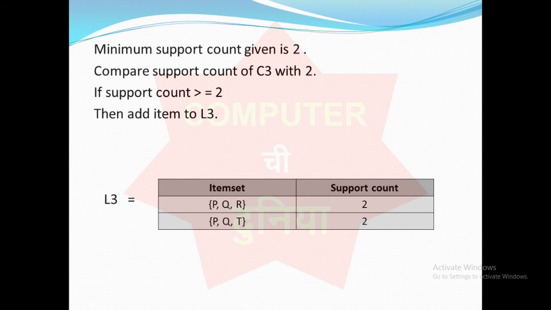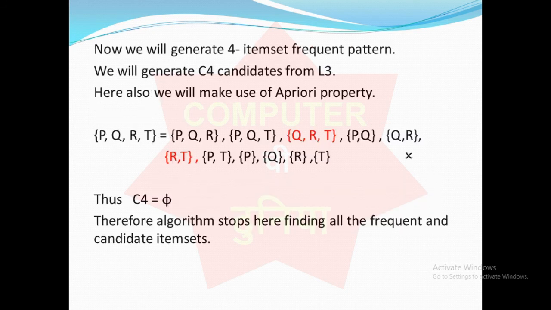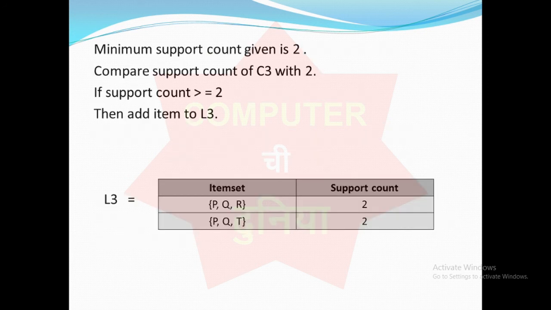Now, we will generate the 4 item set frequent pattern. A 4 item set means an item set that contains exactly 4 elements. For generating 4 item sets, we will make use of L3. L3 join L3. So, you can see PQR and PQT. PQ is common. Hence, the item set becomes PQRT.